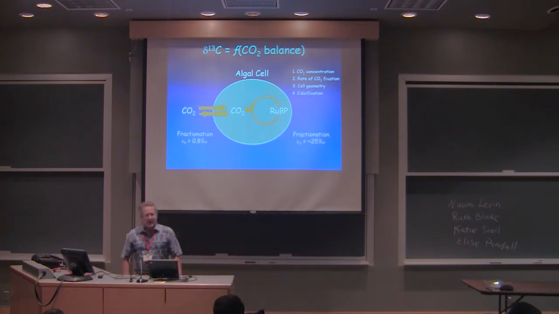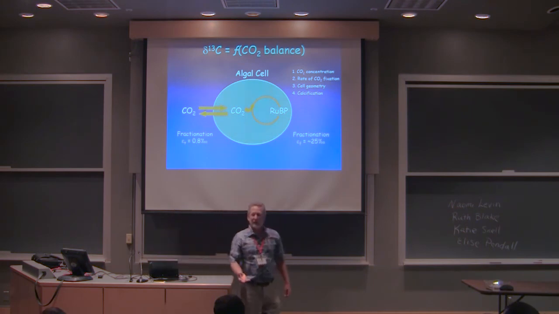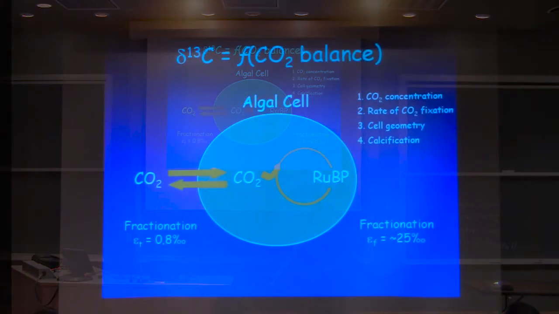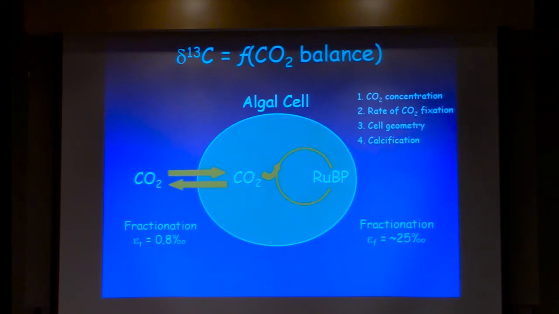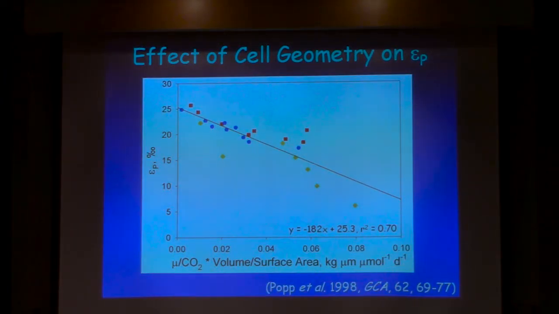Also, calcification. During calcification, there's production of CO2. That's a byproduct. I mean, you just write the reaction. CO2 is produced. In the case of Emiliania huxleyi under the conditions that we grew, it didn't appear that CO2 had an influence on carbon isotope fractionation, but it could. Okay, so let's factor in surface area to volume.